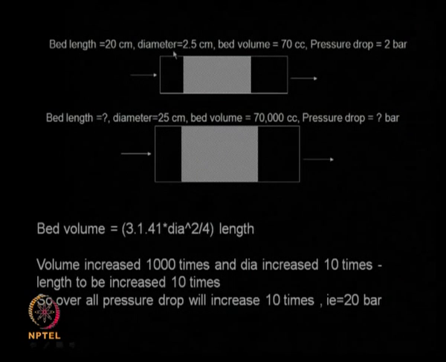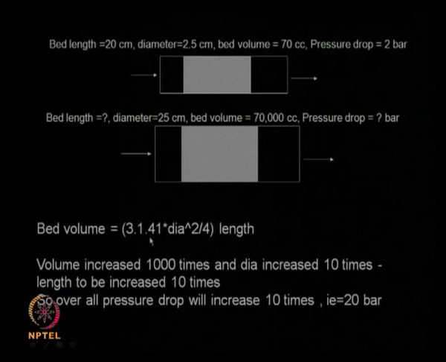I want to increase the diameter 10 times, that is 25 centimeter. Now the question I need to answer is what will be the pressure drop of this particular new packed bed when compared to the old packed bed. So the old packed bed volume was 70 cc, diameter of the tube was 2.5 centimeter. The new packed bed has a diameter of 25 centimeter and it has got a bed volume of 70,000 cc. What is the pressure drop? The pressure drop of the small setup was 2 bar, pressure drop of the large setup I need to calculate.